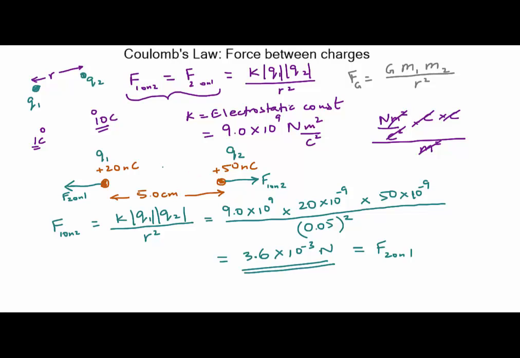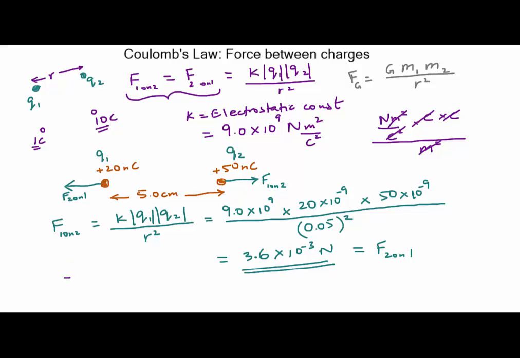Some of this is hopefully a review from Physics 1 on how to show force vectors acting on different objects. The only new concept here is how you got the magnitude of the force. It's now based on the charges and the distance between them and this electrostatic constant. So now you see that these two forces are equal in magnitude and opposite in direction. That will always be the case.